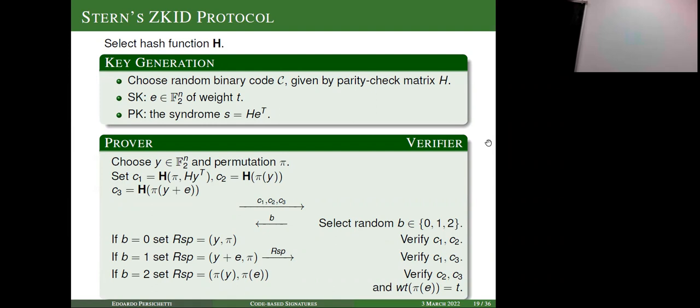So here you can see the zero knowledge, right? And the verifier is able to verify always 2 out of 3 challenges. And so the idea is that I convince you that I know a low weight word that corresponds to this syndrome, but you learn nothing about the word itself. Of course, this is like the initial idea.